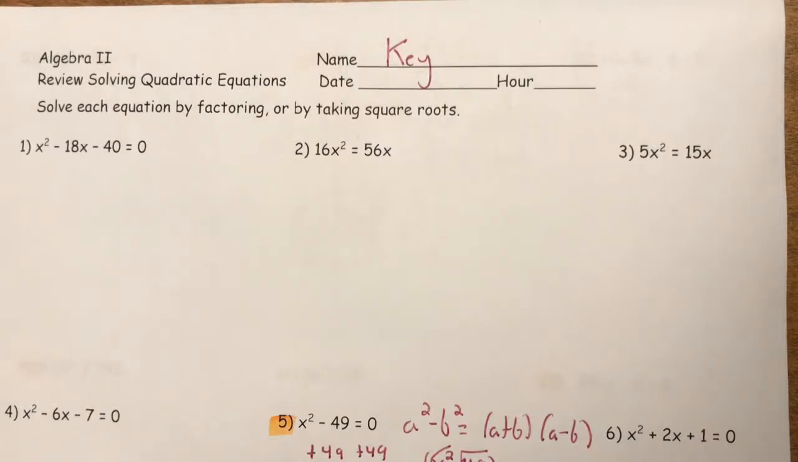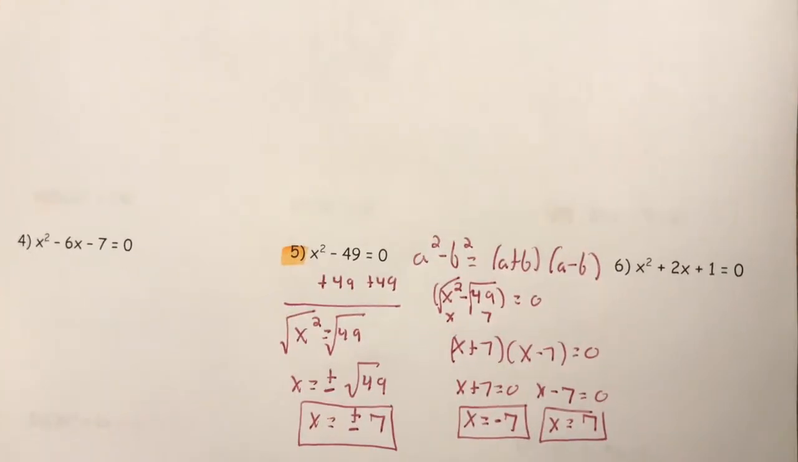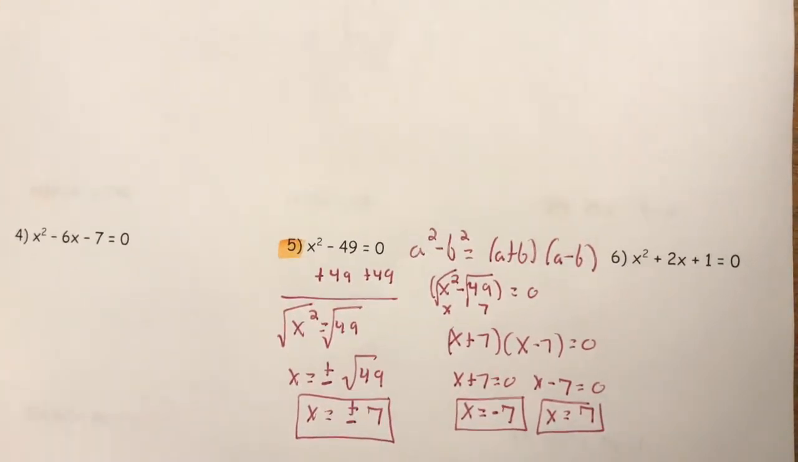Cowles, and today I'm just going to go over a few of the questions on the review from solving quadratic equations. In this video, I'm going to focus on solving quadratics that do not have the linear term. So it's only going to be made up of a quadratic term and a constant. An example of that would be question number 5. If we take a look at question number 5, it's x squared minus 49 equals 0.